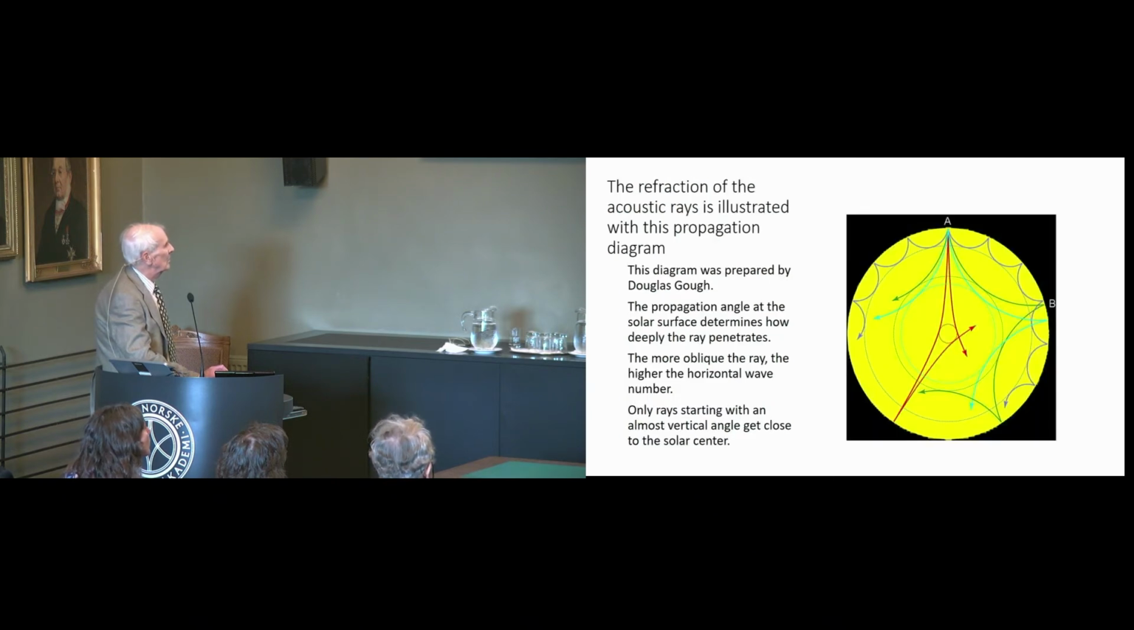So this is a modern diagram generated by Douglas Gough. It's very nice. I've done similar diagrams, but they're not as nice as Douglas's. And what is going on is the waves, which have a relatively short horizontal wavelength, don't go terribly deep. As the wavelength gets longer, the waves bounce around over greater distances and penetrate to a depth which is deeper.